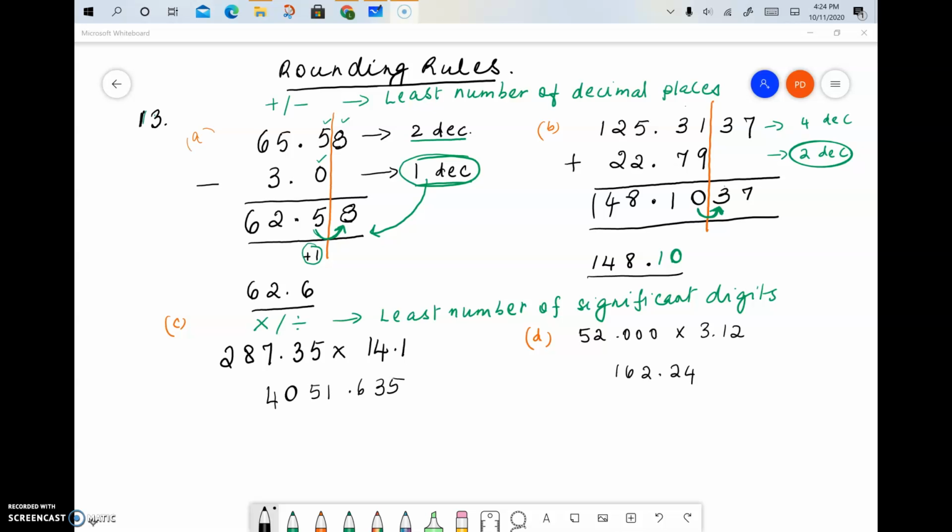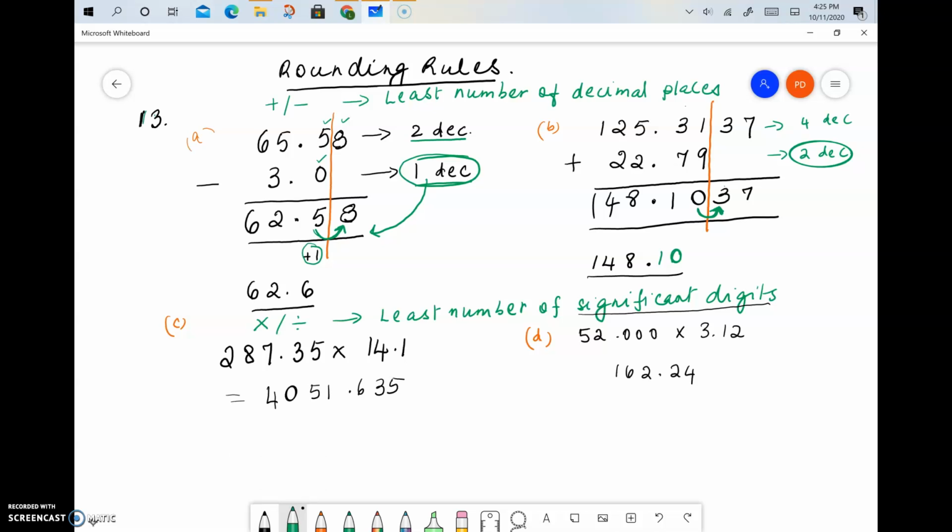Now, for multiplication and division, we look at the least number of significant digits in the numbers that we've multiplied or divided. So let's look at a couple of examples here. 287.35 times 14.1 is equal to 4051.635. So let's think about how we have to round the last number, which is the final answer.